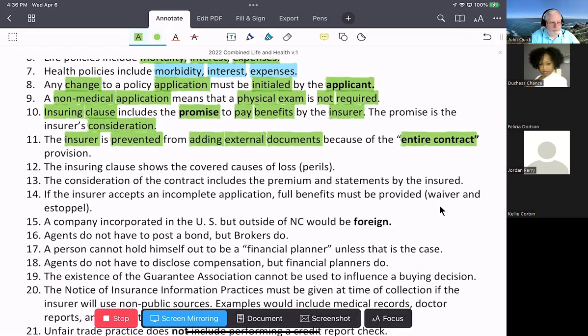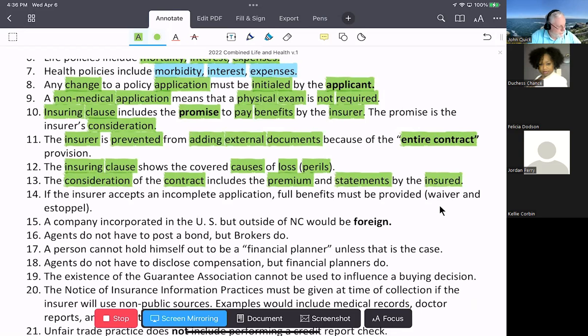Another way of looking at insuring clause is it has the covered causes of loss or the perils. Is it accident only? Is it accident and sickness? Another way to look at consideration is the premium and statements by the insured. So remember, the consideration part of the applicant would be the premium and statements by the proposed insured.